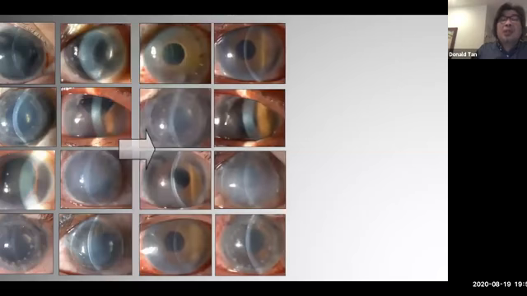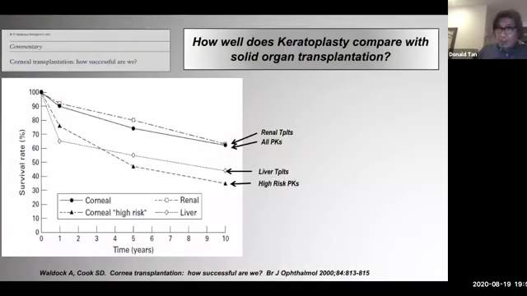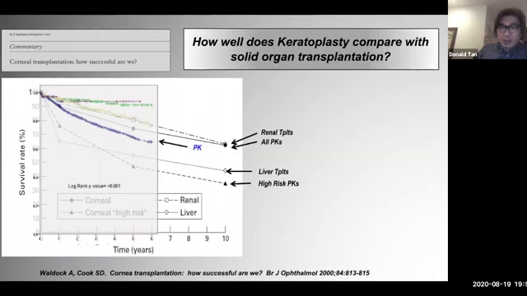This is the second stage, the first stage with all the iris implants, and these are all the after the DMEK cases. So how well does keratoplasty do? Well, we know PK is bad. This is the data from the Singapore Corneal Transplant Registry. That's our PK.